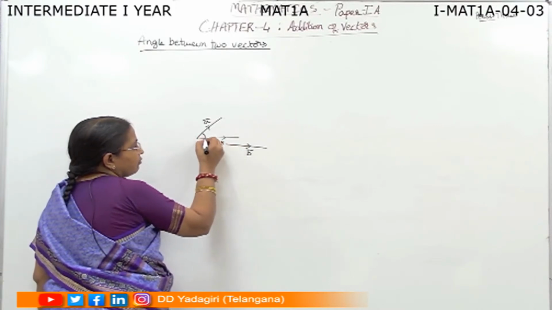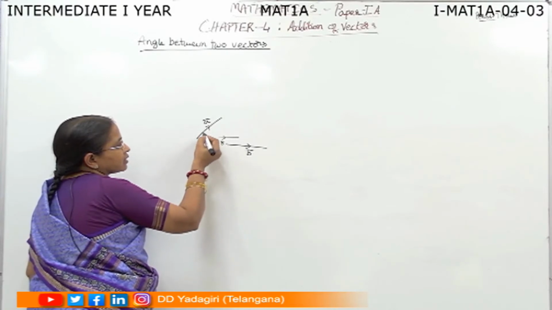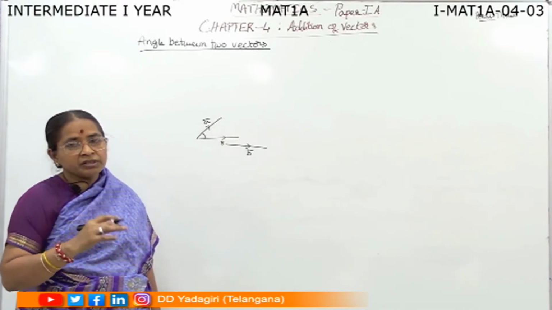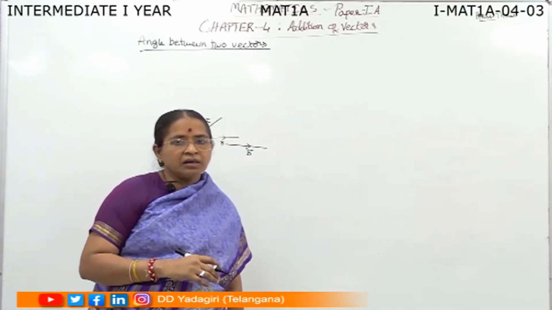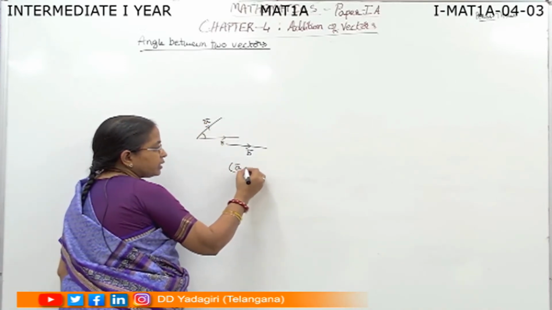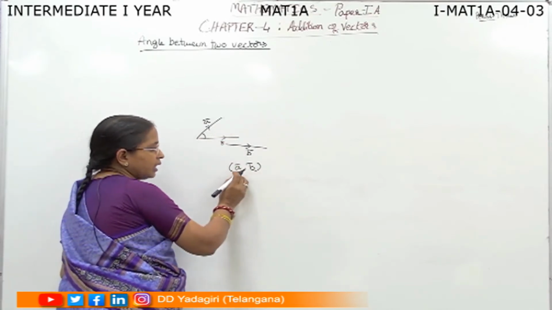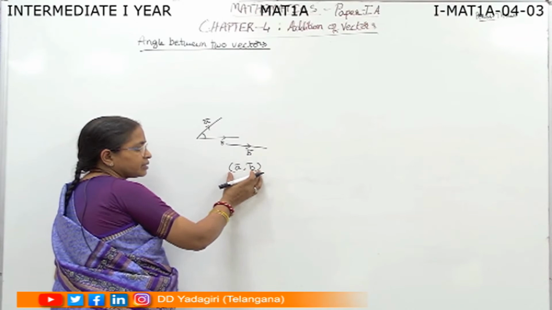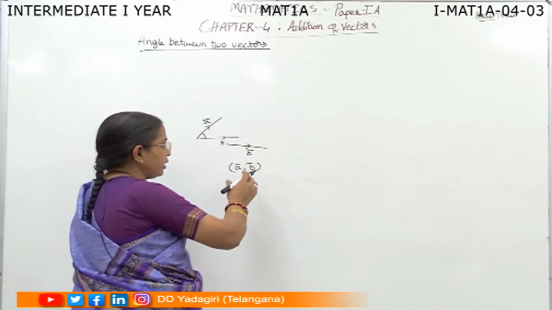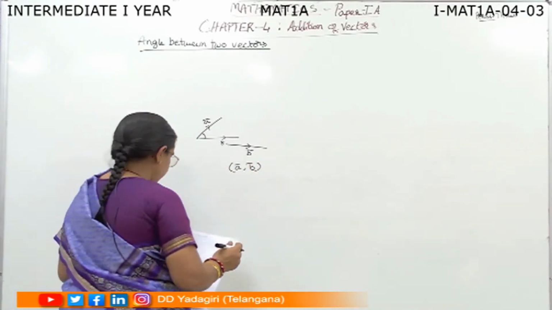Then there are two angles here. One is this angle, another one is this angle. So the angle which is less than 180 degrees, the angle which lies between 0 and 180 degrees, is called the angle between the two vectors A and B. And it is denoted by the symbol AB. So it is an ordered pair of vectors A and B. This symbol denotes the angle between the two vectors A and B.